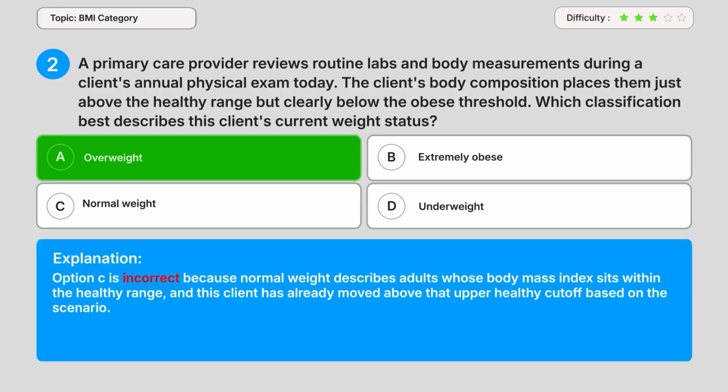Option C is incorrect because normal weight describes adults whose body mass index sits within the healthy range, and this client has already moved above that upper healthy cutoff based on the scenario.